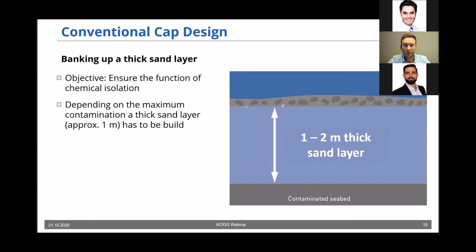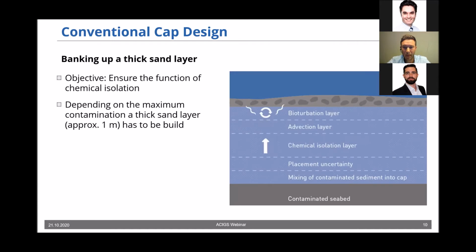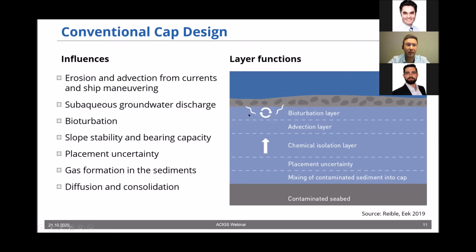When we place a conventional cap over a contaminated sediment, depending on the maximum contamination, of course, we have to place a thick sand layer, which can be 1 to a maximum of 2 meters. And here the objective is to ensure the function of the chemical isolation, as I said before. Why do we need such a very thick sand cap? We have different layers. Please imagine all of them are sand, but they fulfill different tasks. We have different influences, and for all these influences, we need a certain thickness of this sand cap.